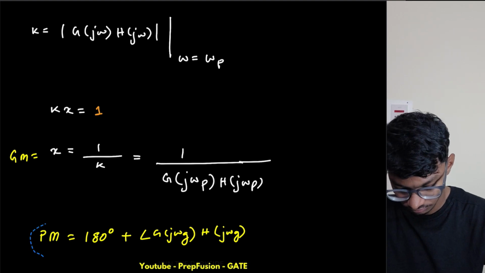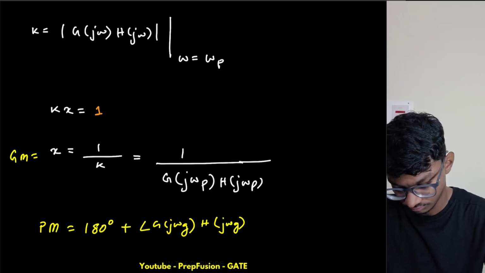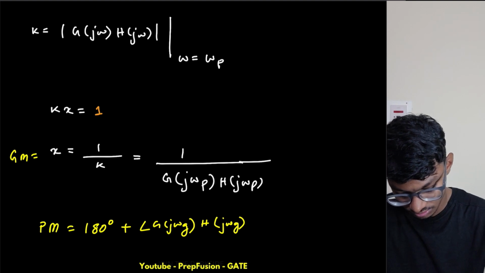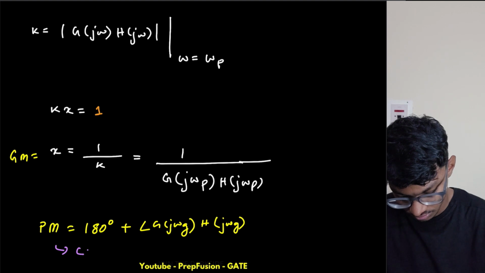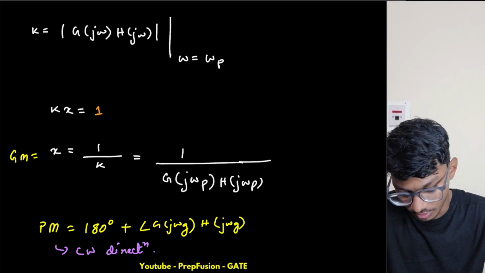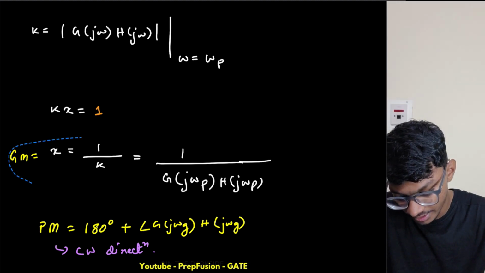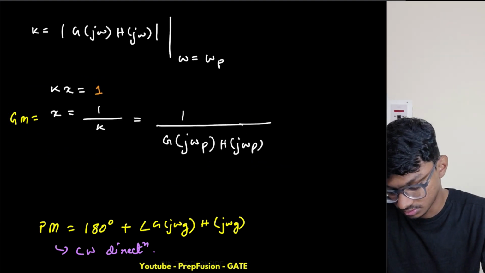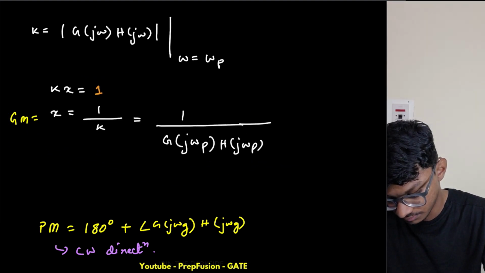So this is in the clockwise direction. Just be careful about that one. Okay, in the clockwise direction. I hope you get the point. How am I getting this formula basically? So this is about the gain margin.